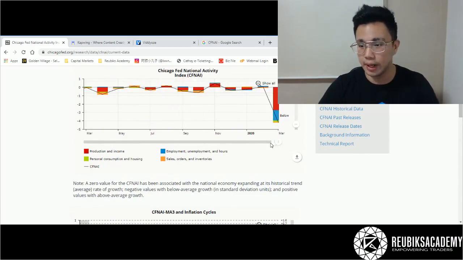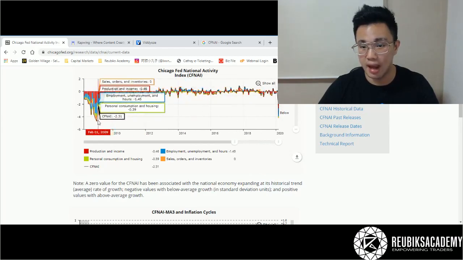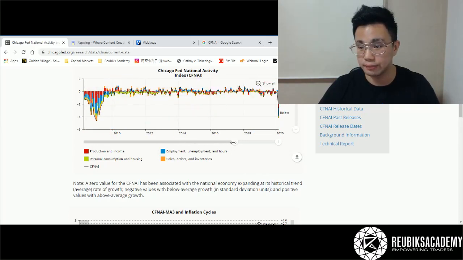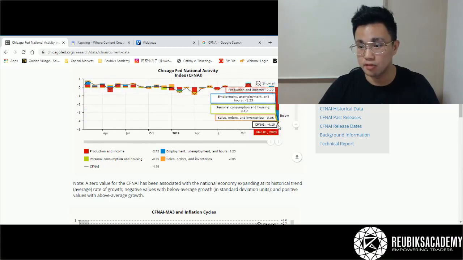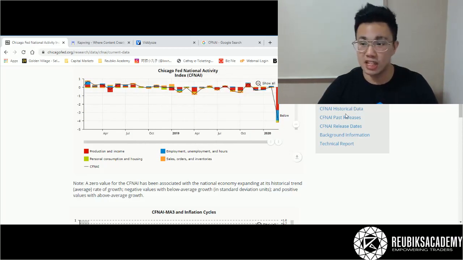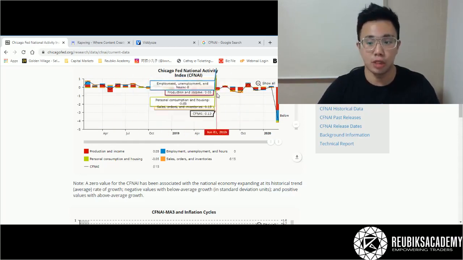Again, if I compare to 2008, you can see we are at almost the same level, minus 4.71. Minus 4.29. Now we are at minus 4.19. You can also see the historical data here. These are just different forms of the data, but they all say the same thing. This is the most important chart.